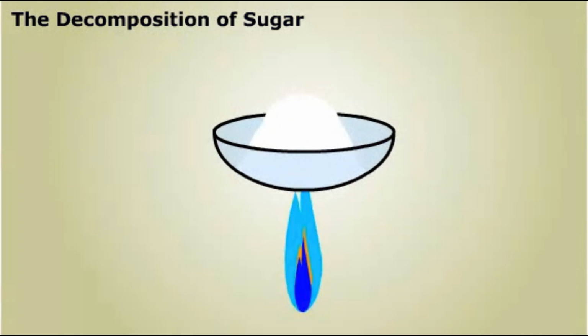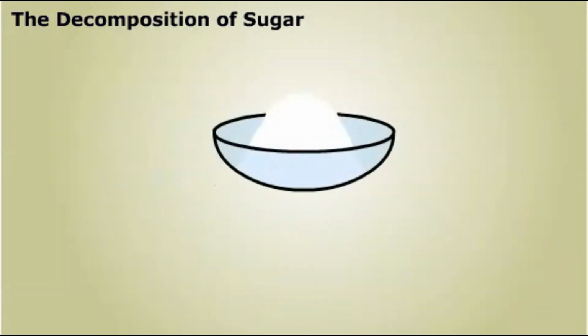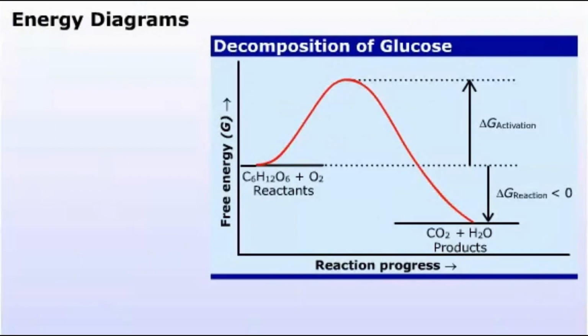If we heat the sugar, its decomposition will take just a few seconds. Sugar also won't take very long to decompose if we eat it. But if we leave it alone, sugar will take years to decompose. Why are the reaction rates so different? Let's use an energy diagram to answer this question.